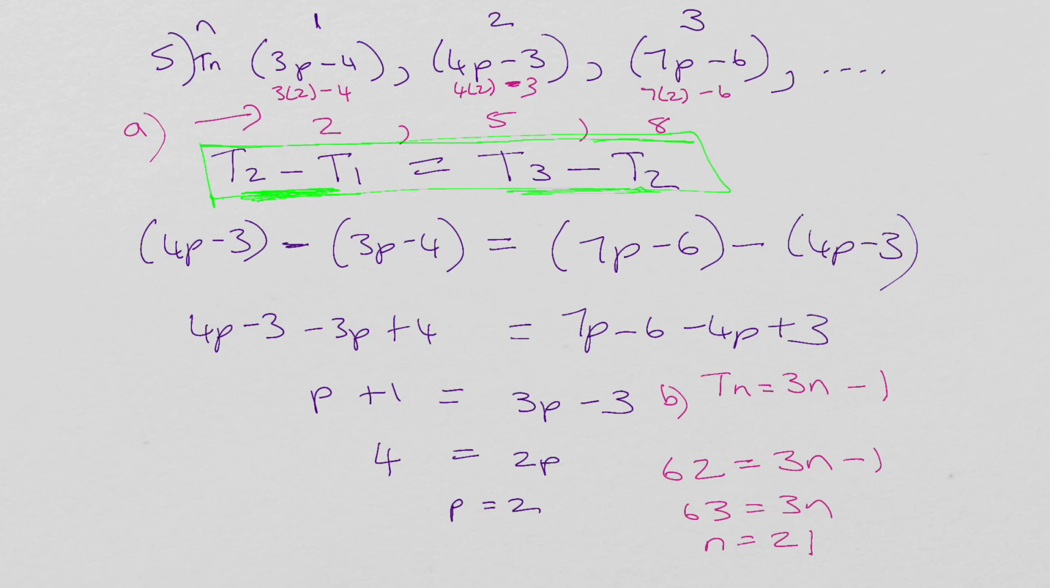So then if term 1 is equal to 3p minus 4, and term 2 is 4p minus 3, I can say term 2 minus term 1, and I can say term 3 minus term 2, and they've got to be equal to each other. So now you've got an equation with a single variable, so you can find out what p is. So you're going to drop the bracket, notice that becomes positive, drop the bracket, notice that becomes positive, add everything up, and p is equal to 2.